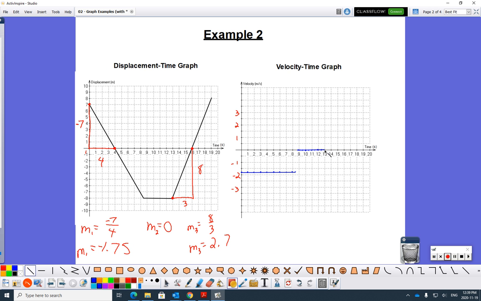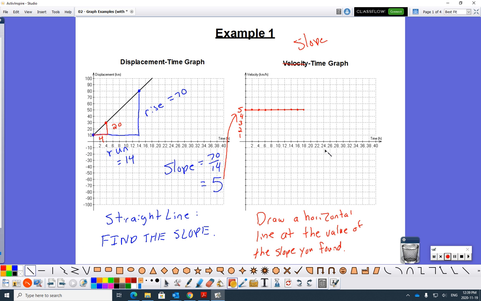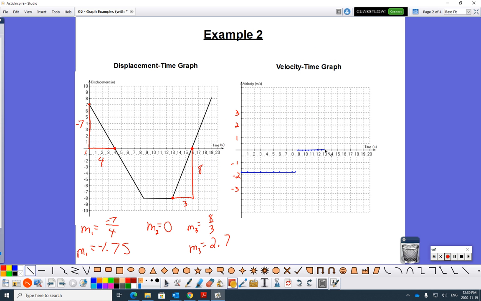Let me go back to the previous slides and see if that's what I said. Straight line, find the slope, then draw a horizontal line at the value of the slope you found. Last slope was 2.7. Maybe you're getting a little better at this point where you just go up there and you go 2.7, whoop, 2.7 right about there, all the way up to time 19. Maybe it's supposed to be an arrow and continue on, but that's not really what we're worried about, particularly on these examples.